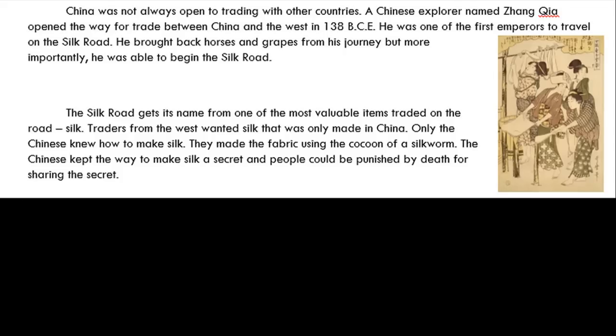The Silk Road gets its name from one of the most valuable items traded on the road, silk. Traders from the West wanted silk that was only made in China. Only the Chinese knew how to make silk. They made the fabric using the cocoon of a silkworm. The Chinese kept the way to make silk a secret, and people could be punished by death for sharing the secret. So guys, silk is a type of fabric that was rare, and that was spread along the Silk Road.